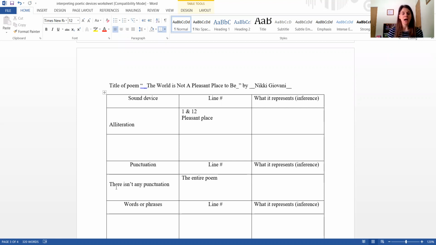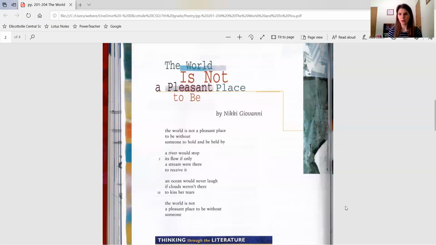All right. I would like us to, instead of a sound device, look for a different figurative language. And I apologize that I have it in the chart wrong, but I want us to look for personification. There are 2 examples of personification in this poem. And I want to remind you that personification is when you give a human quality to a non-human thing. I lied, there's only 1 example of personification.